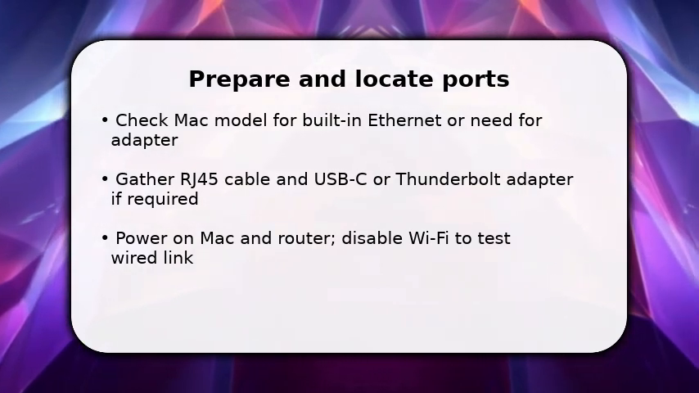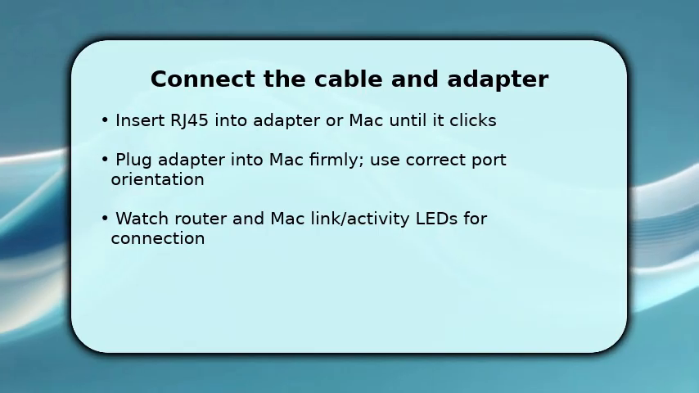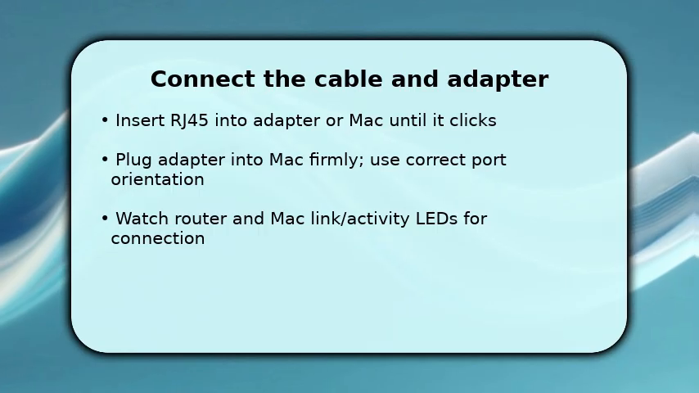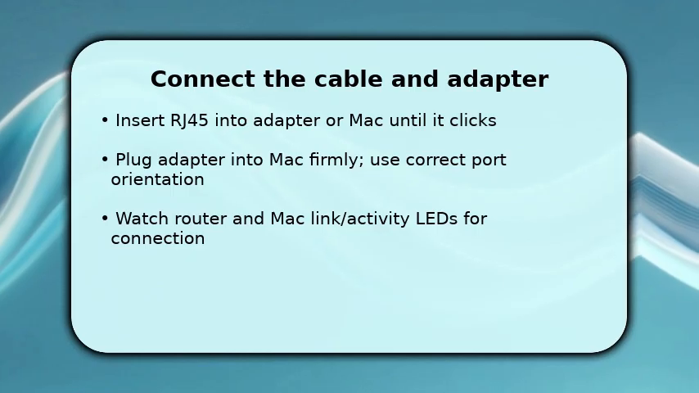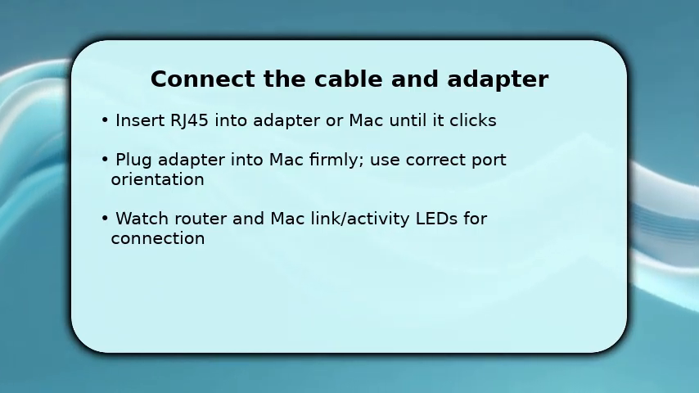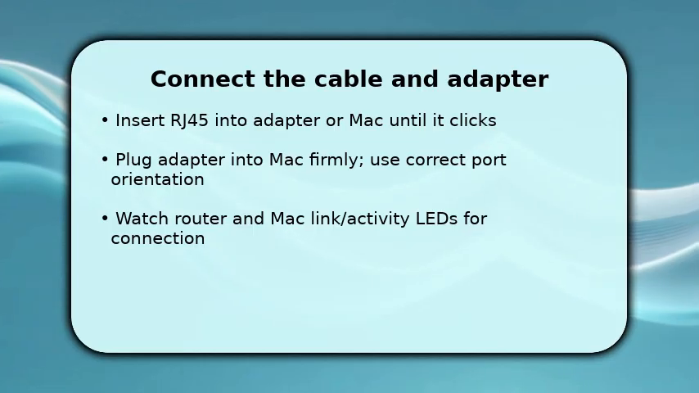You now insert the RJ45 connector into the adapter or the Mac's Ethernet jack until you feel a firm click. This ensures proper contact for all 8 wires. Then plug the adapter into the correct Mac port, USB-C or Thunderbolt, making certain it's fully seated because partial connections cause intermittent links. Once connected, check the router and Mac link/activity lights.